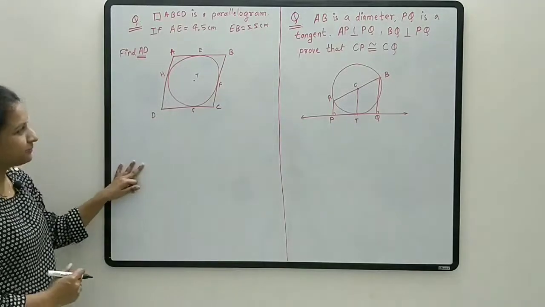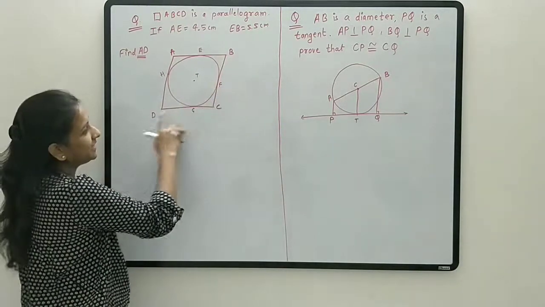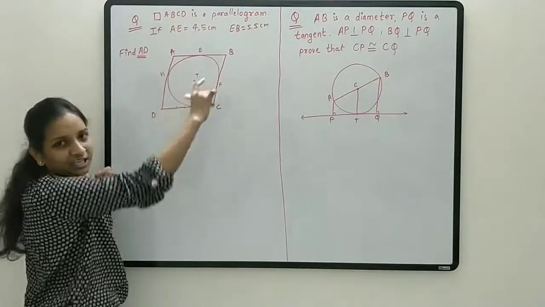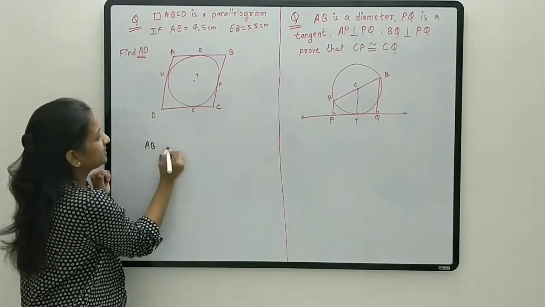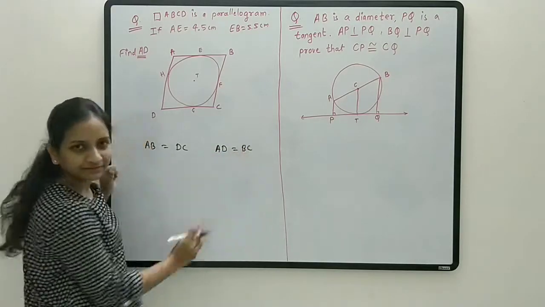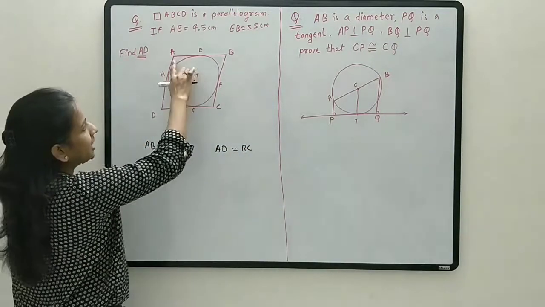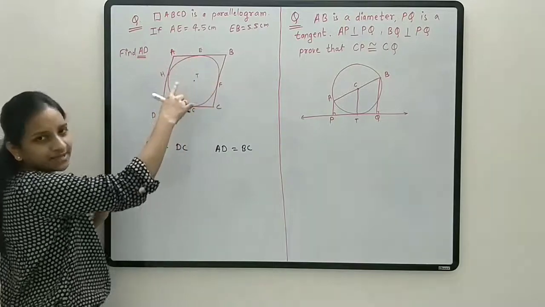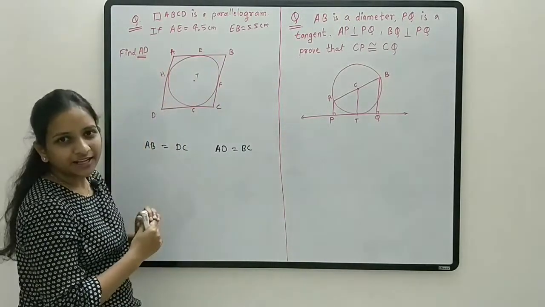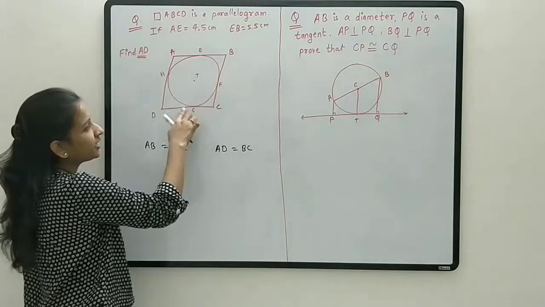Let's solve this together. Here, what is given? ABCD is a parallelogram. So in a parallelogram, opposite sides are equal, right? AB is equal to DC and AD is equal to BC. Fine. Now, this parallelogram circumscribes the circle, which means these sides are tangents to the circle. These are the points of contact.